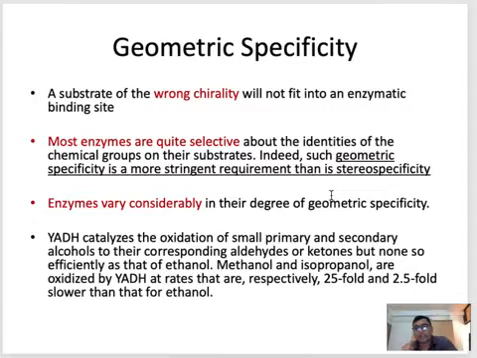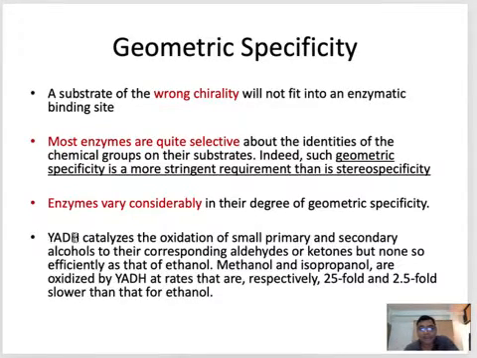So this makes geometric specificity more stringent. That means geometric specificity is a more stringent requirement than stereospecificity. Because in the case of stereospecificity, those enzymes only need a particular stereospecific structure, a particular chirality. But in the case of geometric specificity, they require both a particular chiral structure and also particular groups. Okay, and so enzymes vary considerably in their degree of geometric specificity.